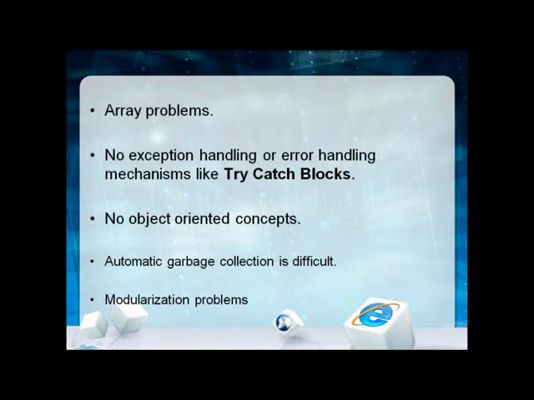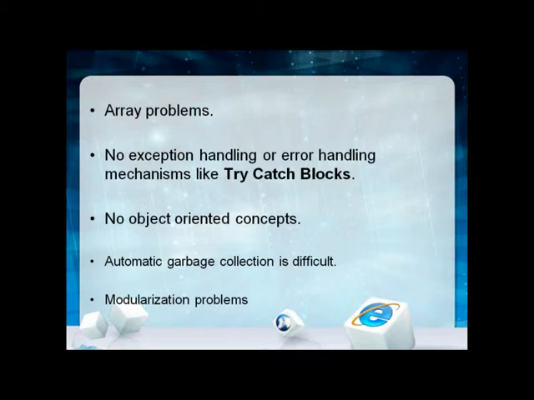Another disadvantage is that there is no exception or error handling mechanism, no try-catch blocks. C has no object-oriented concepts like inheritance, overloading, overriding, and polymorphism. In order to fulfill this gap, C++ was developed based on C. In C, there is no automatic garbage collection, and there are modularization problems. That means you can't decompose a program into components easily.